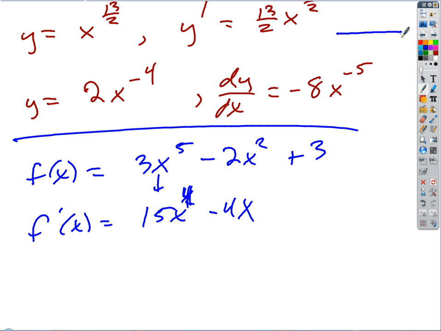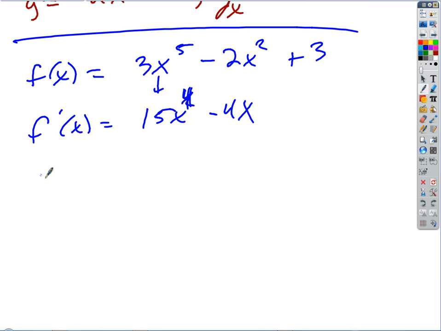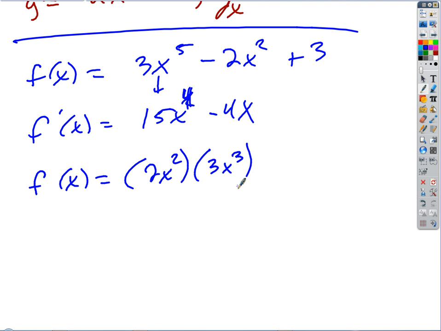Now something that's pretty good stuff, but that's where the good news ends. We're not going to get to this for a while, but if I had something like f of x equals 2x squared times 3x cubed, can I just differentiate the 2x squared separately from the 3x cubed? No, I can't. That's where the good news ends. That's going to rely on a different rule called the product rule, which we'll get to next week. It's not really a hard one, but it doesn't work that way. It's a little more complicated.